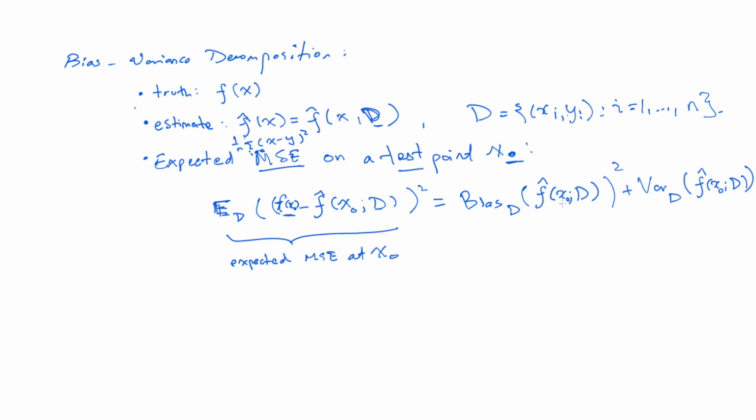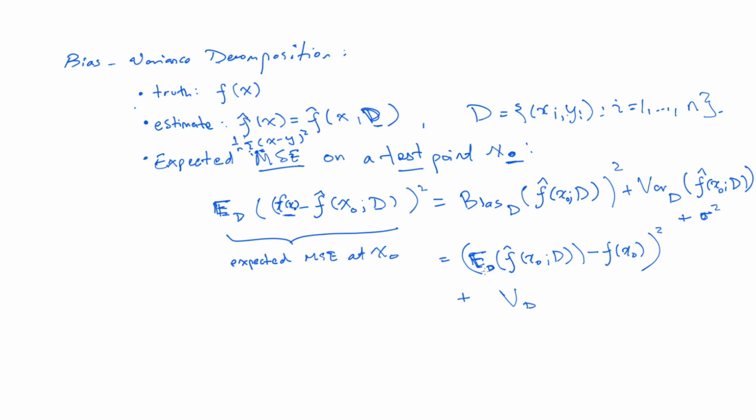Okay, and this is the bias and variance at the point x0. We'll also have a sigma squared term here, which I'll explain in a bit. Just let me write out what is the bias. It's the expectation of f hat x0 D minus the truth, the whole thing squared, plus the variance.